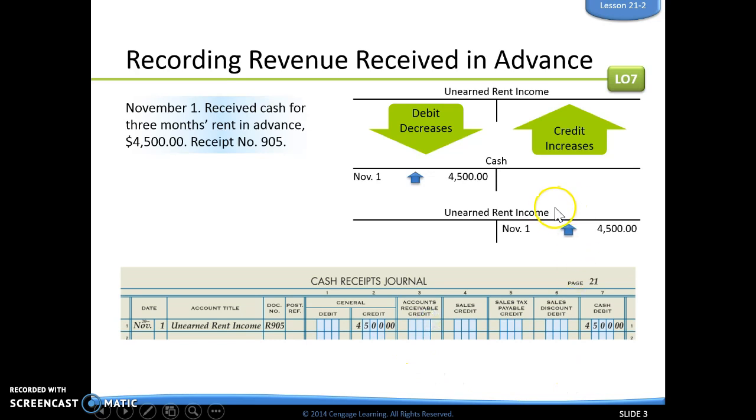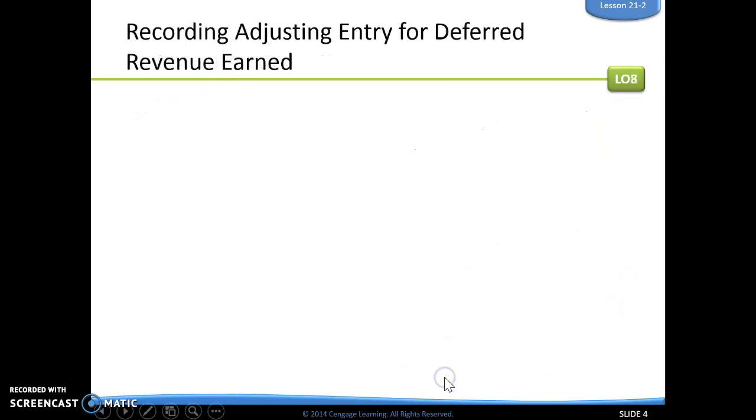So when we put that into our journal, since we are receiving cash, it's going to go into our cash receipts journal. We have the date. Oops, sorry. I said that the wrong way, didn't I? We have our debit to cash, and then we have our credit to our unearned rent income. Okay, document number is receipt number 905.